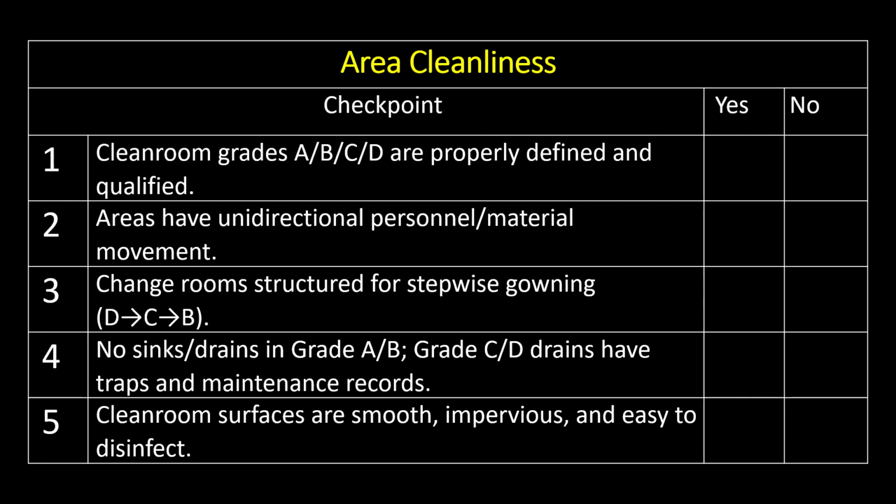For area cleanliness, cleanroom grades like grade A, grade B, grade C, and grade D are properly defined and qualified. Areas have unidirectional personnel and material movement. Change rooms structured for stepwise gowning like grade D to grade C and grade C to grade B. No sinks or drains in grade A or grade B. Grade C and grade D drains have traps and maintenance records. Cleanroom surfaces are smooth, impervious, and easy to disinfect.